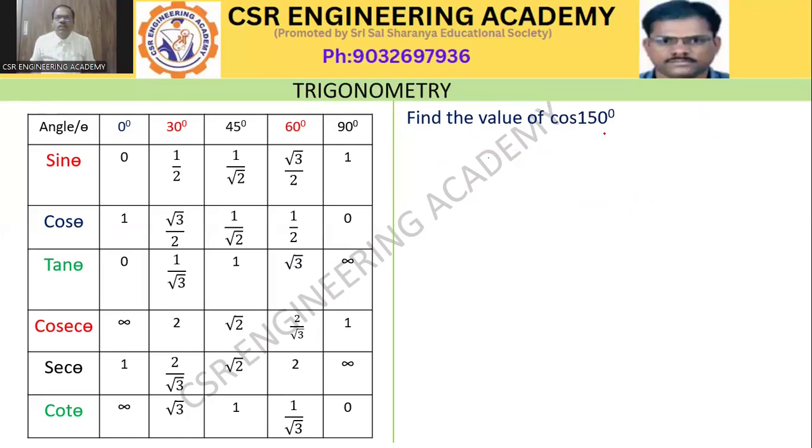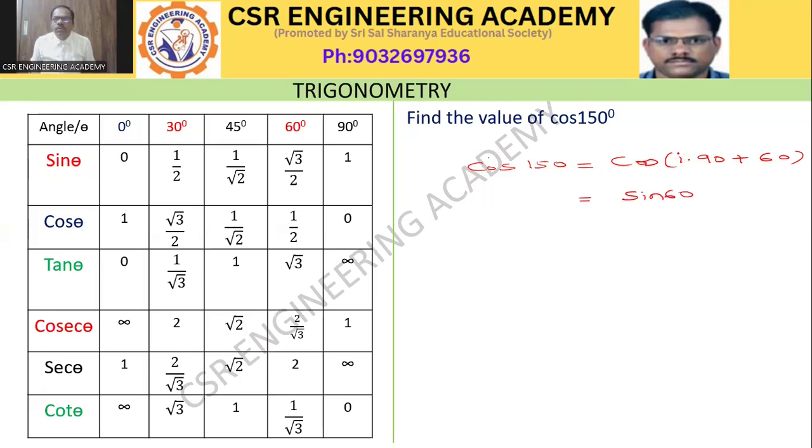Find the value of cos 150. Cos 150 is equal to cos(1 × 90 + 60), which is equal to 150. The multiple of 90 is 1, so it is an odd number. For an odd number, cos changes to sine. Then theta is 60, sin 60.